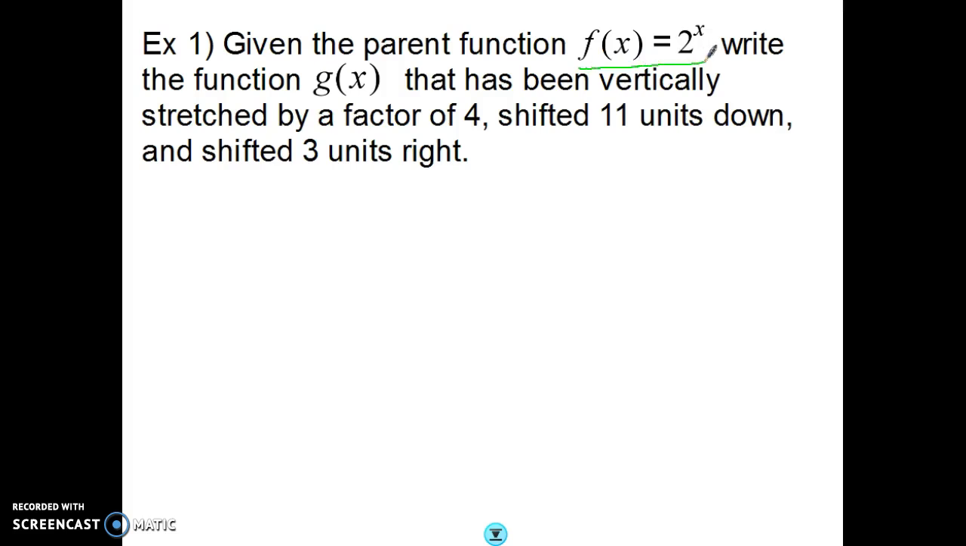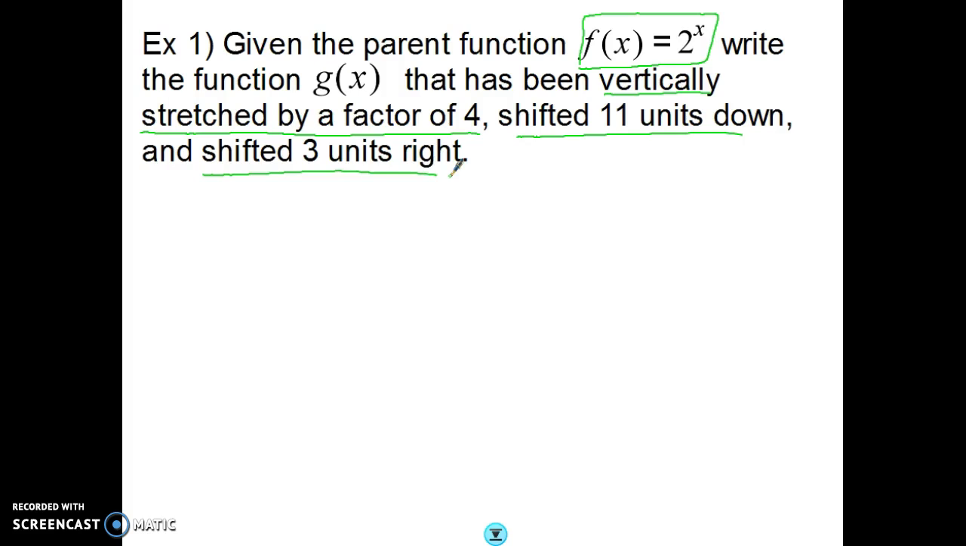We're going to start with a parent function that's exponential, 2 to the x, and we're going to try to turn that into some new g of x that has had a few transformations happen to it. First, it's going to be vertically stretched by a factor of 4. Then it's going to be shifted 11 units down, and finally it's going to be shifted 3 units to the right. So let's go ahead and apply those in that order.